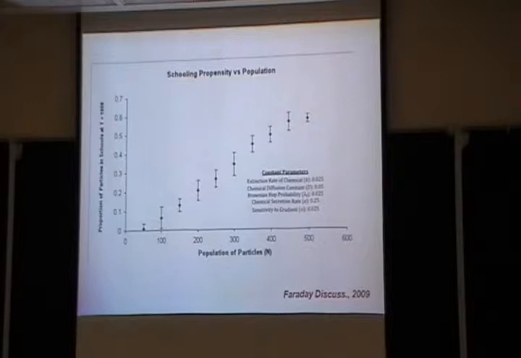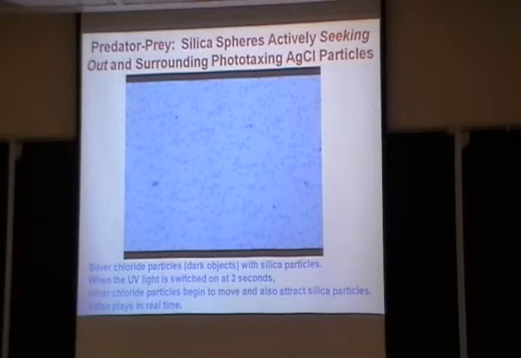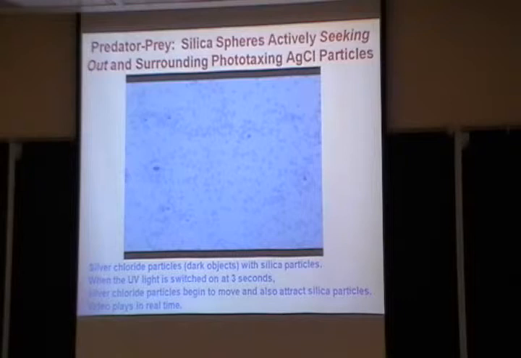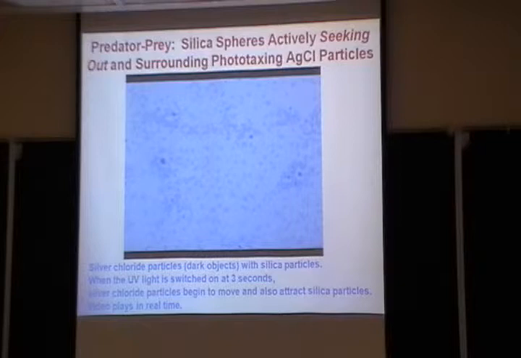And so in the next video, you just have a few silver chloride particles, and these are dark in color. And the rest are just silica particles. Nothing special. So these are the silver chloride particles, these are silica, the light comes on, these guys start to move, and watch the silica particles. This one actually tries to escape. Gets caught. So it's a predator-prey situation.